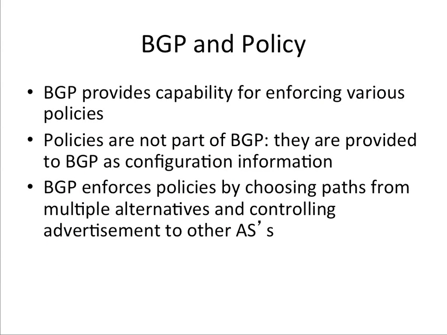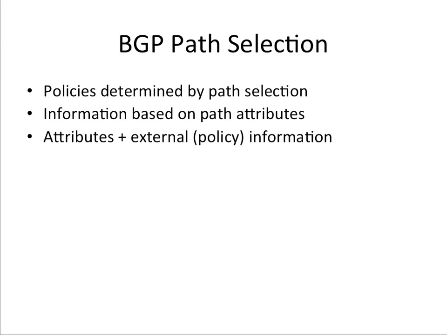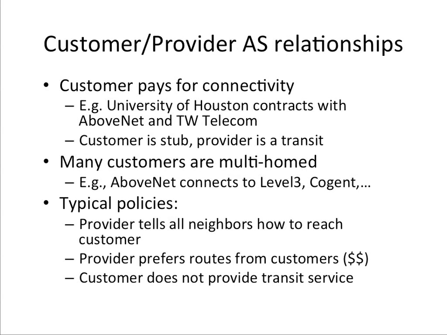BGP provides a way for us to configure the router so that we can enforce any business relations we might have. The BGP protocol itself does not propagate these policies. It allows us to select the path that would meet our business goals and advertise the paths that would meet our business goals. Something that we talked about last time, determined by path selection and advertisement, right?